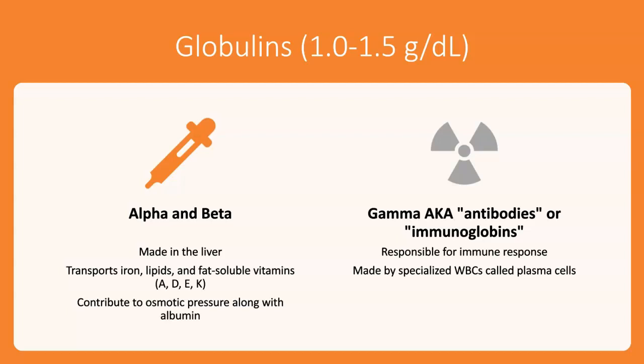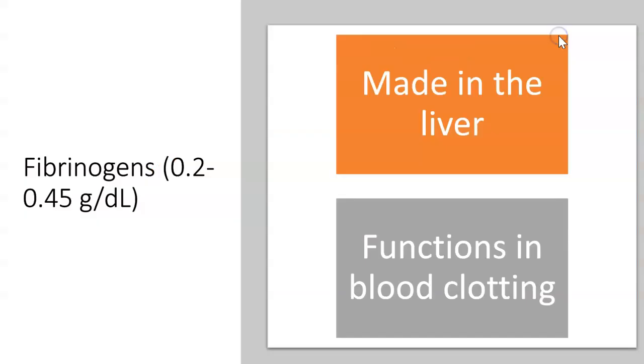Gamma globulins, otherwise known as antibodies or immunoglobulins, are responsible for your immune response. These are not made in the liver. They're actually made by specialized white blood cells called plasma cells. And then finally, fibrinogens, 0.2 to 0.45 grams per deciliter. These are also made in the liver, just like the alpha and beta globulins and the albumin, and their job is to function in blood clotting. So that is a summary of what plasma is.